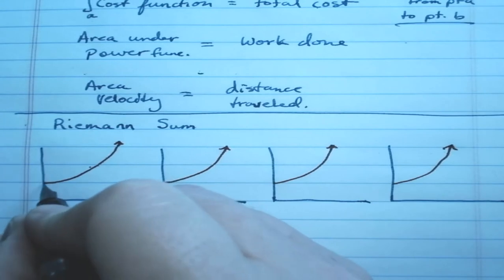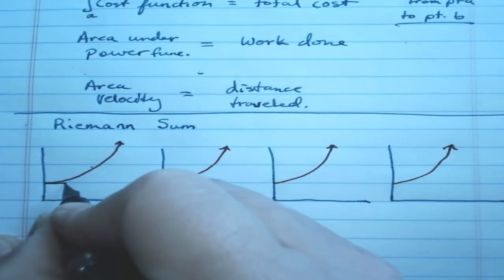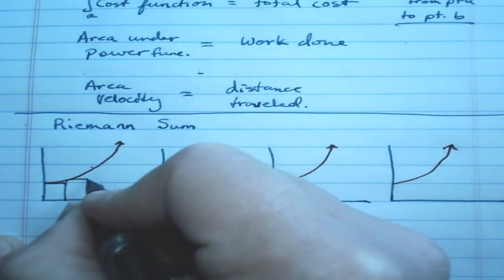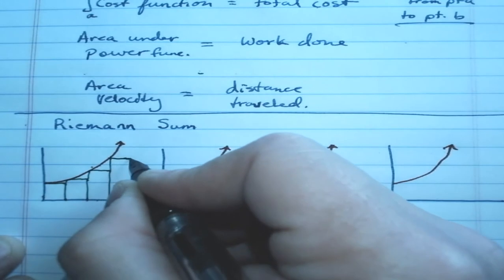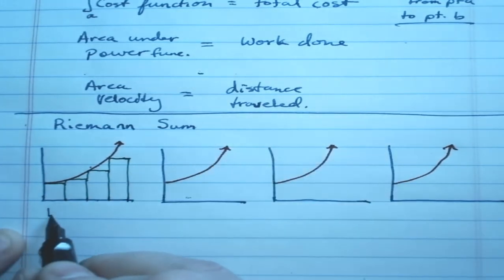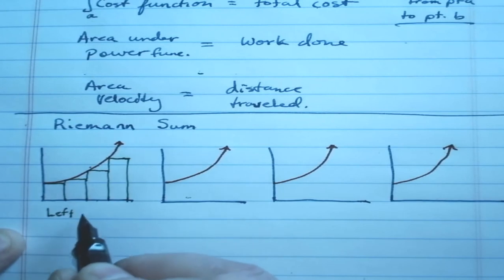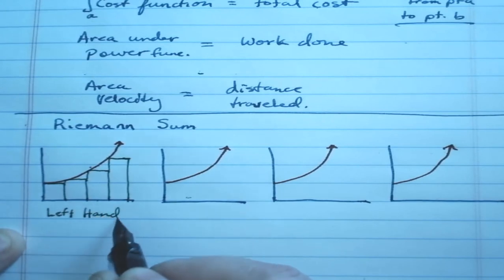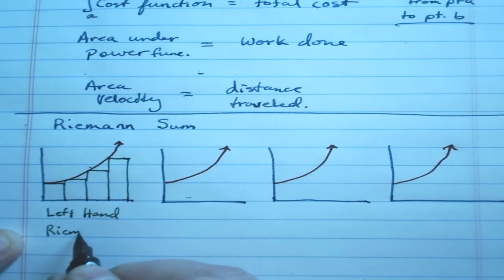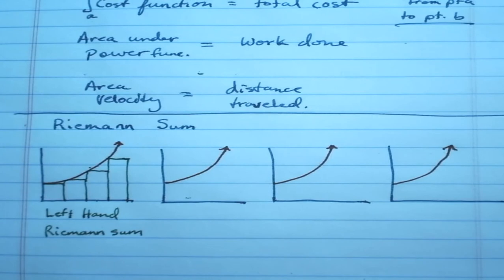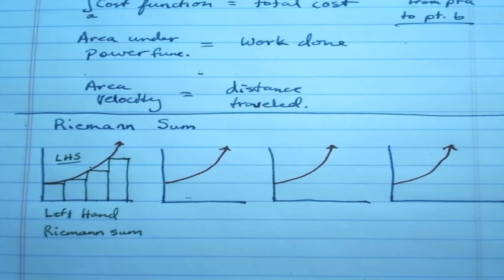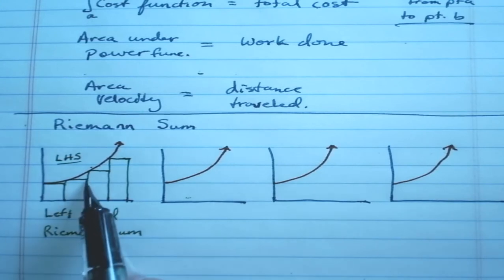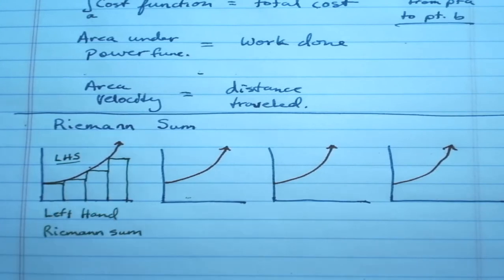Okay? And so what we do is we make little bars. And to show you how uncreative math people are, this is a left hand Riemann sum. And we would abbreviate this LHS, a left-handed sum. Why? Because the left side of the bar touches the curve.